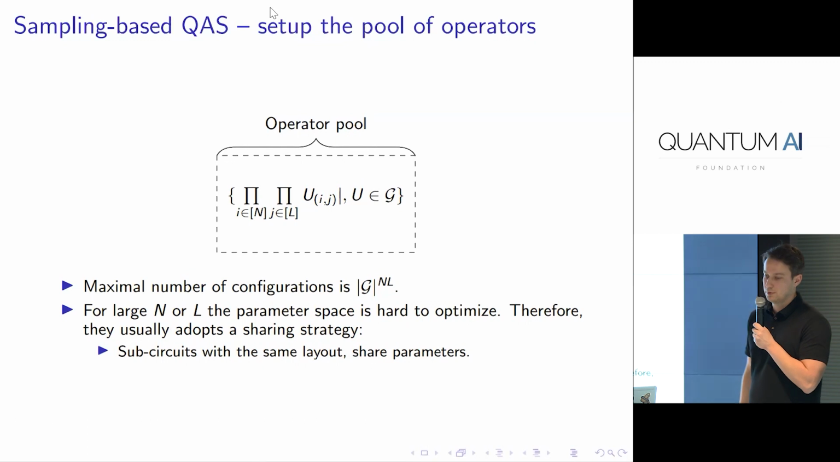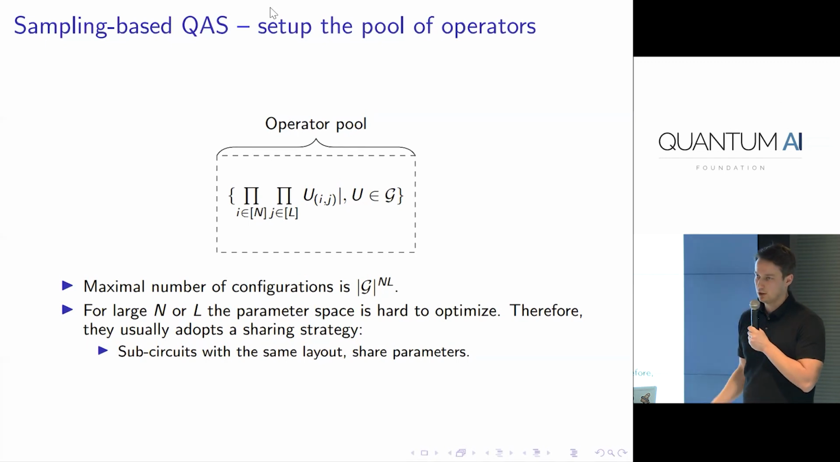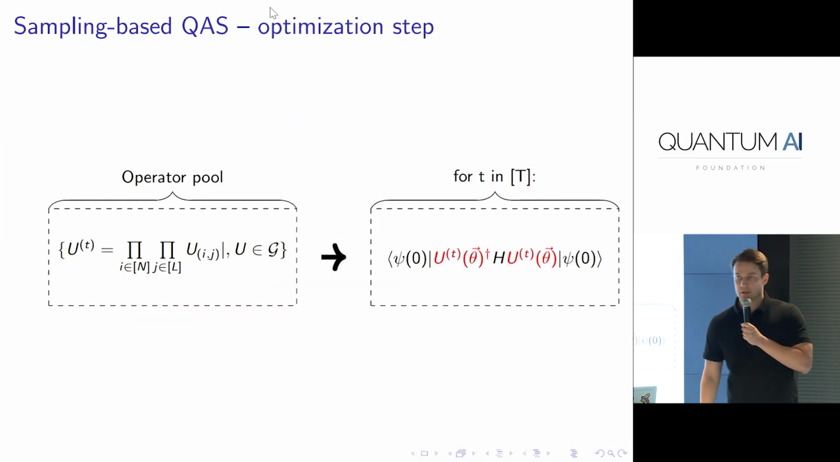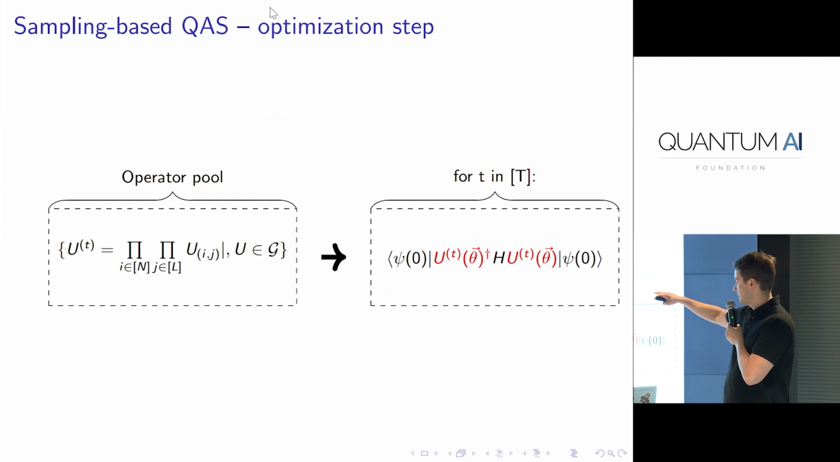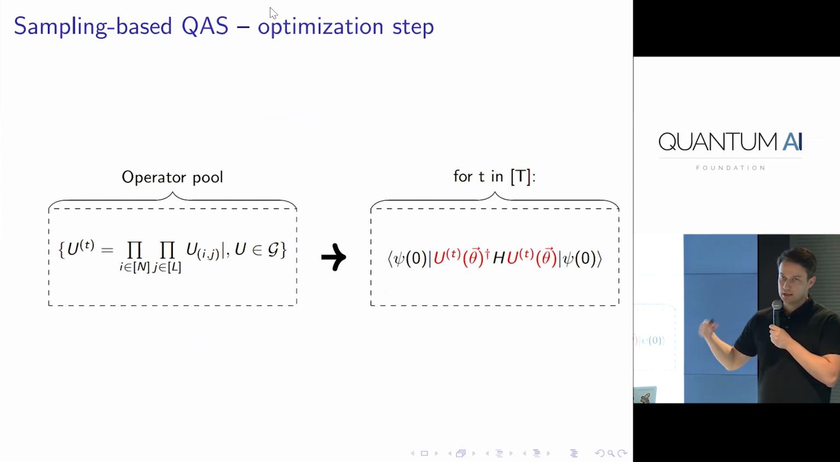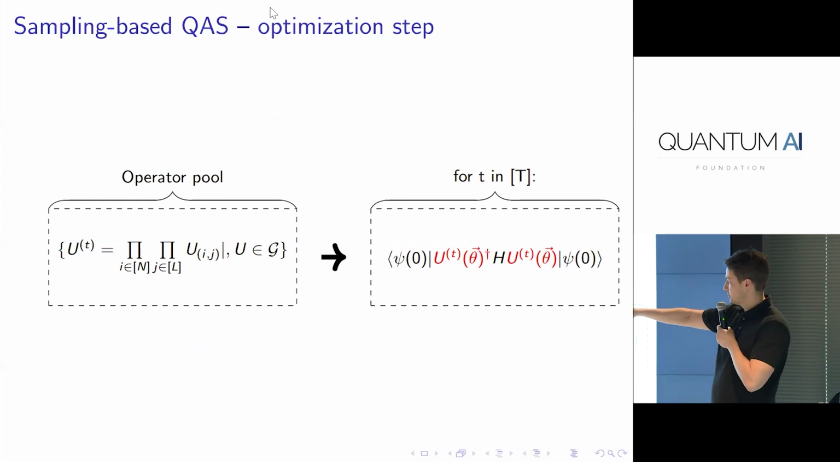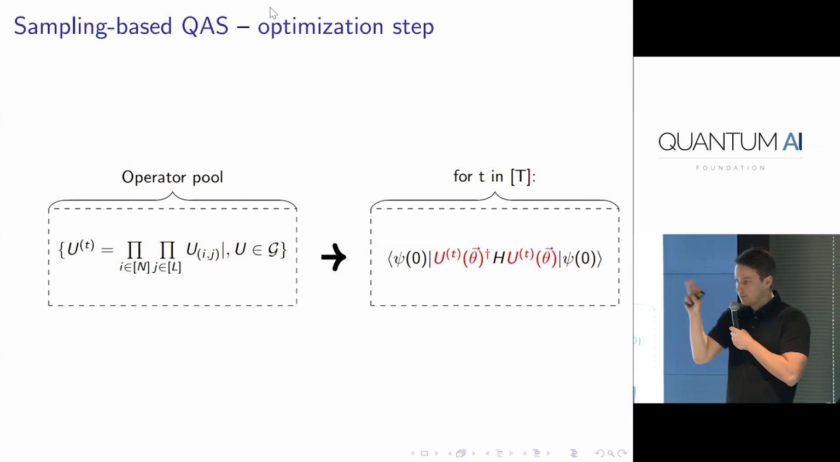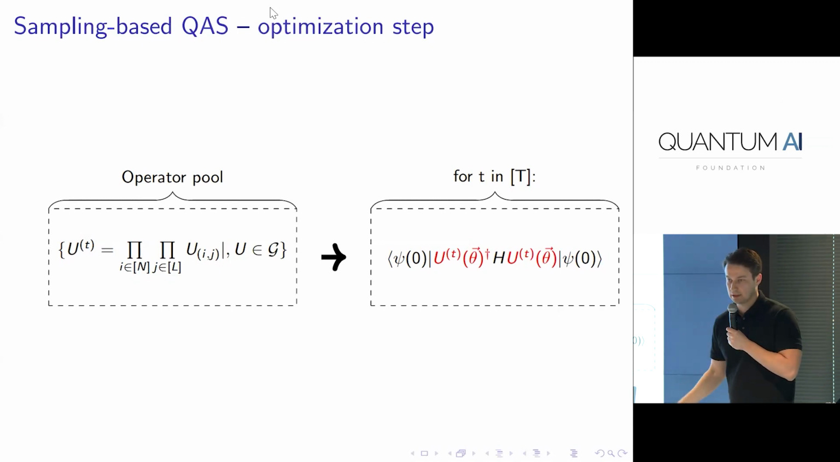And therefore, people utilize this parameter sharing strategy. I will show an example in the next slide of sub-circuits which share the parameters. So okay, we have this pool of operators, and the next step is the optimization step. So we have some capital T iterations. In each iteration, we sample the circuit and we optimize it, right? So this U with index small t is some sampled circuit, and we optimize the angles, and we perform this operation, the sampling with optimization, capital T times.